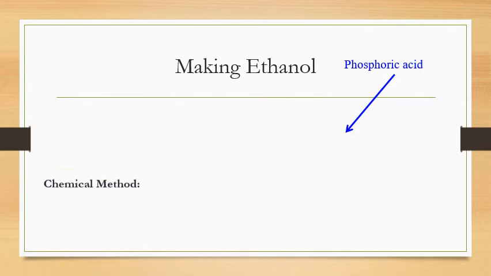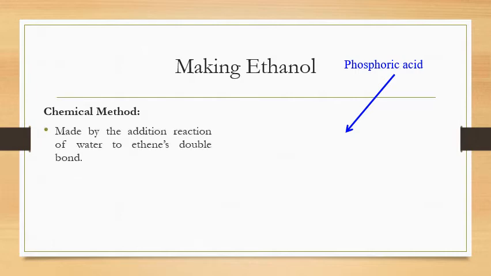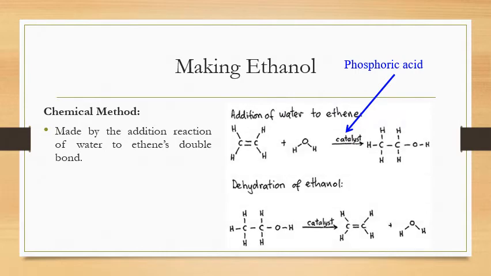So the first thing we have to discuss is how we make ethanol. The first way is, because we're studying chemistry, a chemical method. It's made by the addition of water to ethene's double bond. You would have looked at alkenes earlier in the course. Okay, so this is how it's made.